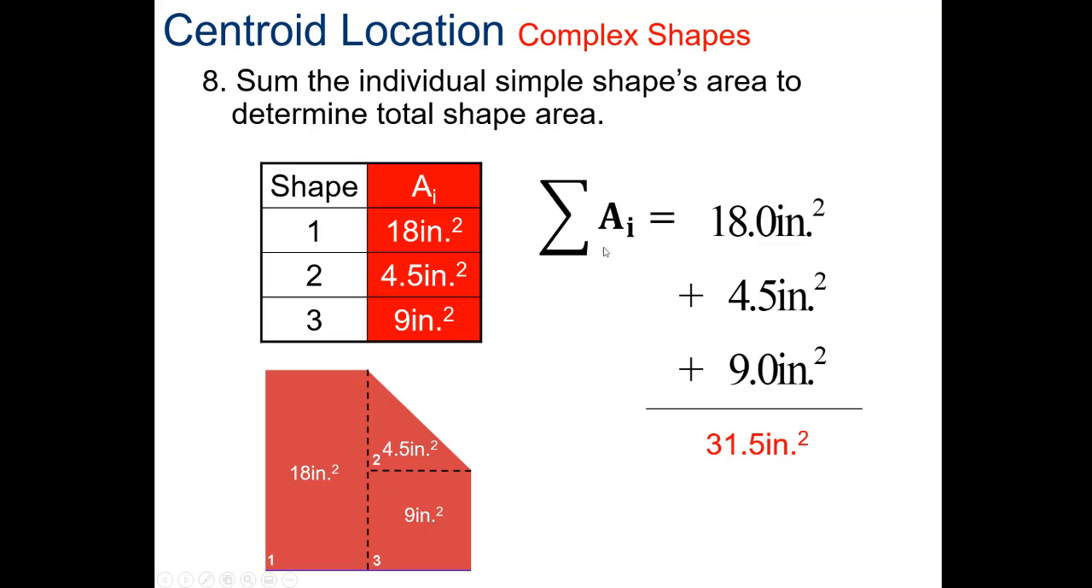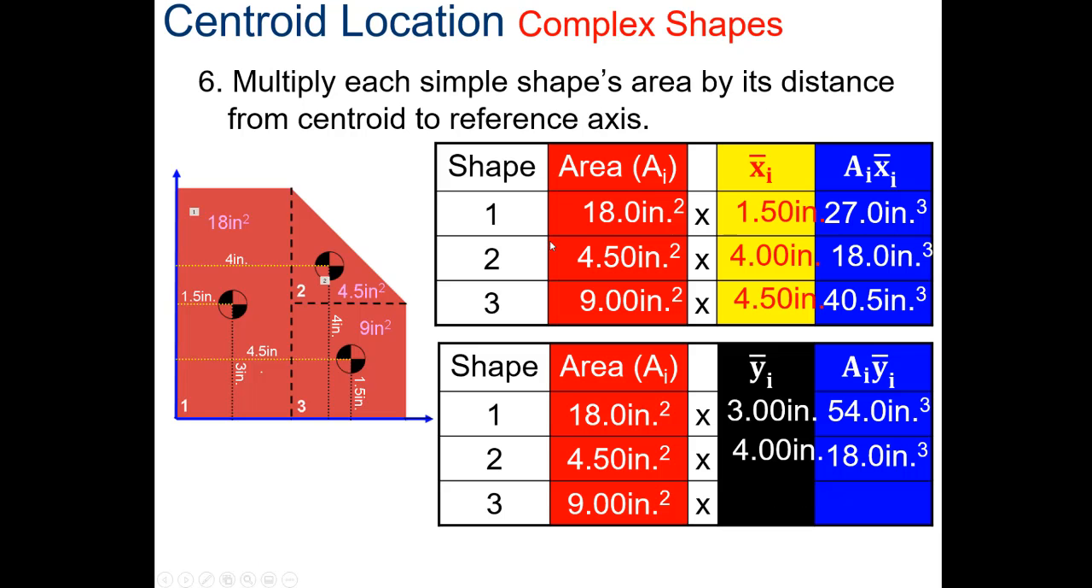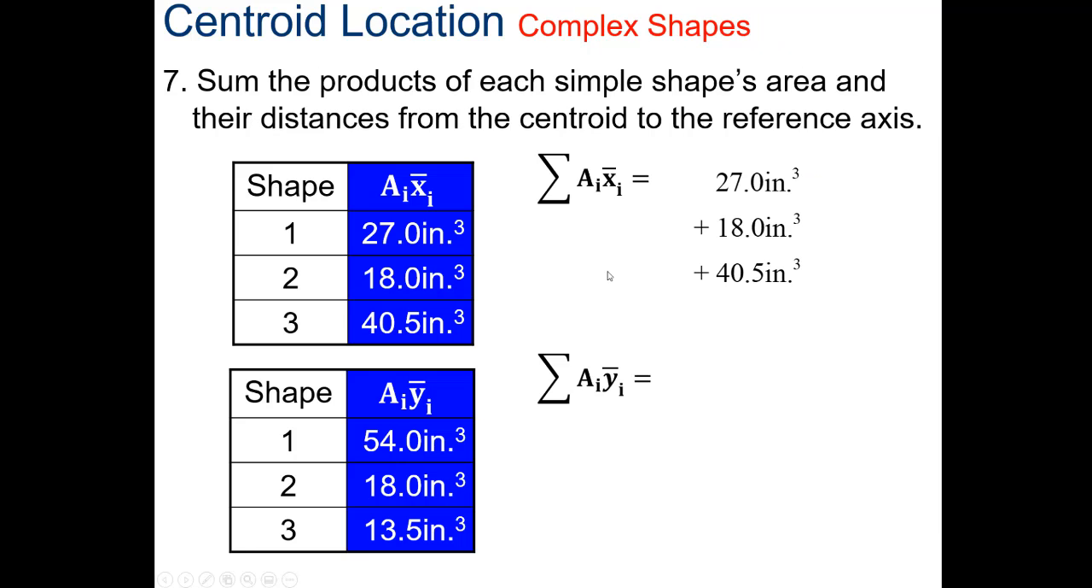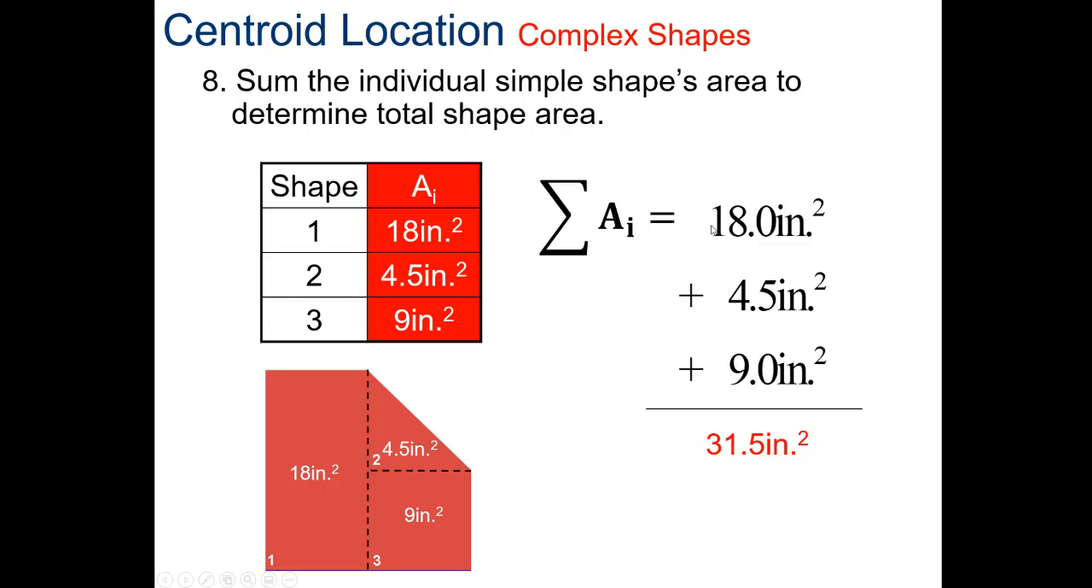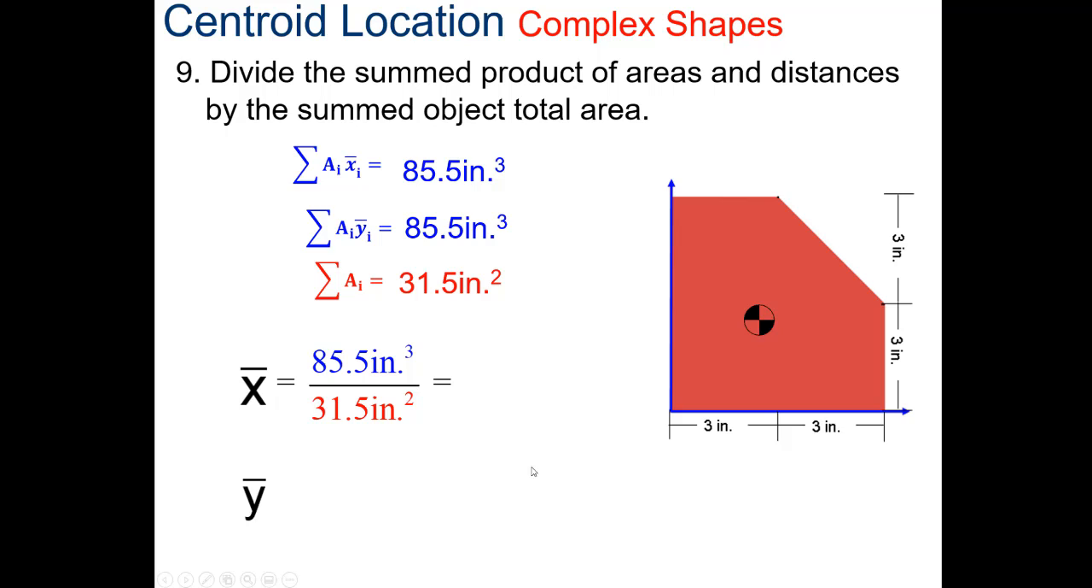And then the other part of the formula was the sum of the area. So all we're going to do is go back here and remember these three are the same as these three. So we're going to choose one of these sets of area boxes and sum them. So sum of 18, 4.5, and 9. And that's what you see here. 18, 4.5, and 9, 31.5.